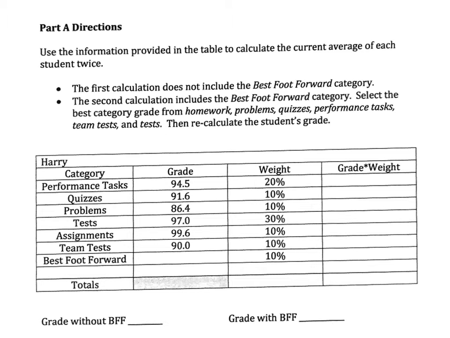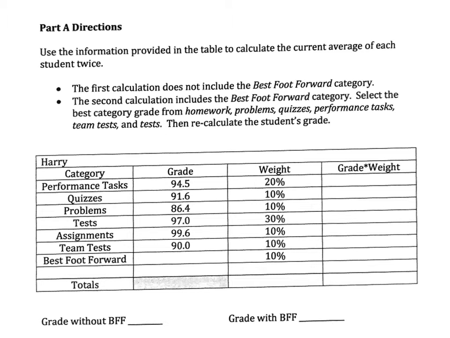Harry's doing pretty well. The only category that's less than a 90 is the problems category. Fortunately, that's only 10% of the grade, and he's doing well on those higher weighted categories. But very similar to a weighted average or a grade point average in college, it's the same idea here. We're going to multiply the grade in that category by its weight, and these weights are as percentages.